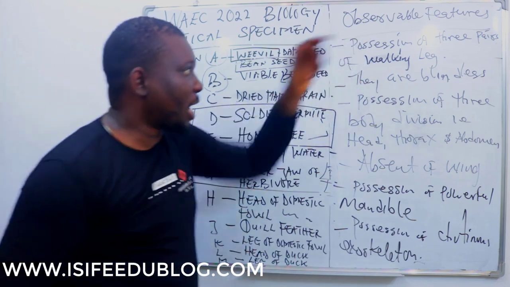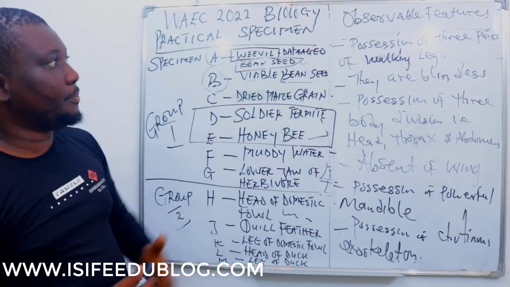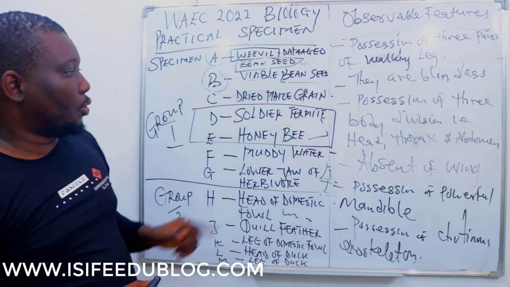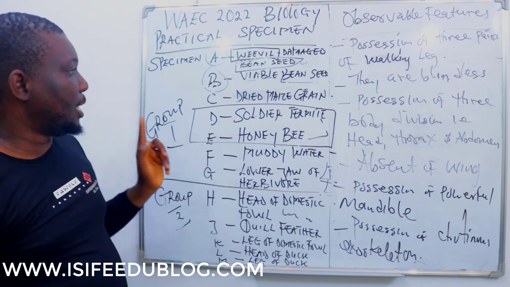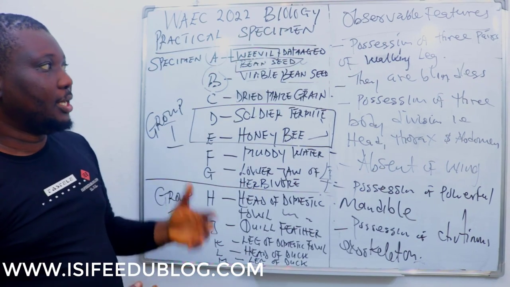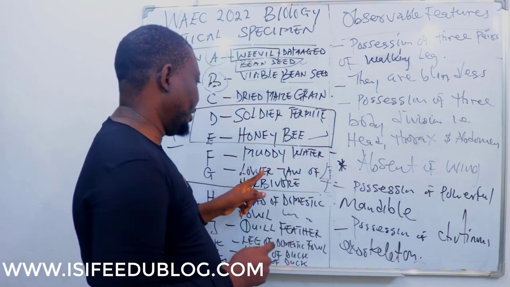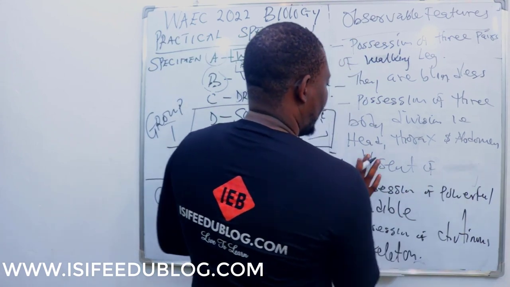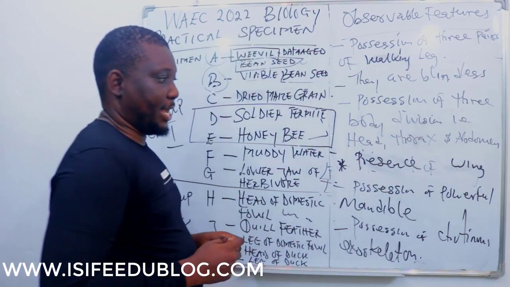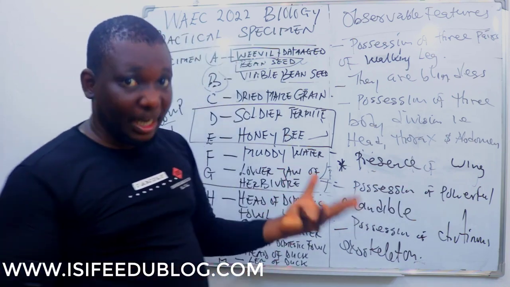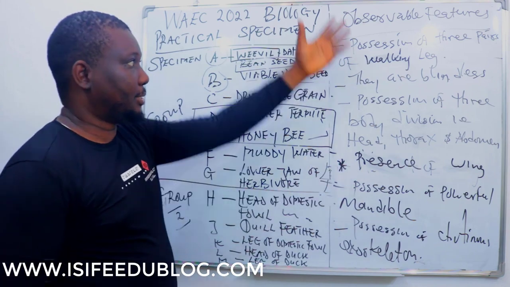If it is a worker, the worker possesses three pairs of walking legs. This time around it is for specimen E. The same three pairs of walking legs. Workers of honeybees are blind, just like termites. So this can also come as similarities between D and E. Again, body division is also three in honeybee. Then where we have in termite, absence of wings, for honeybee there is presence of wings. Then of course position of powerful mandible, just like in termite, and then position of exoskeleton of chitin. This is for honeybee.